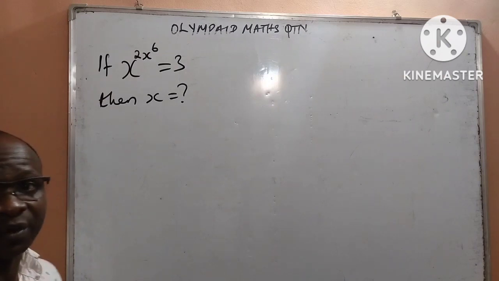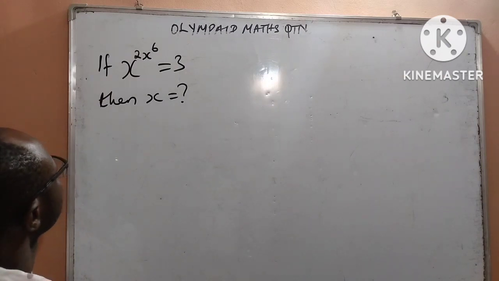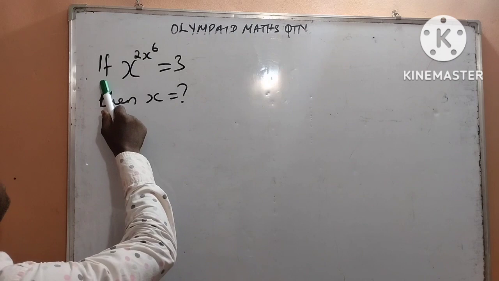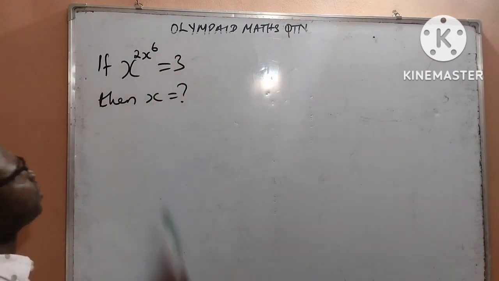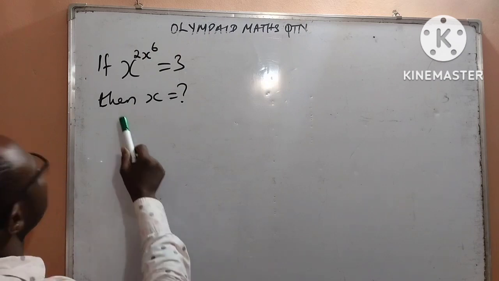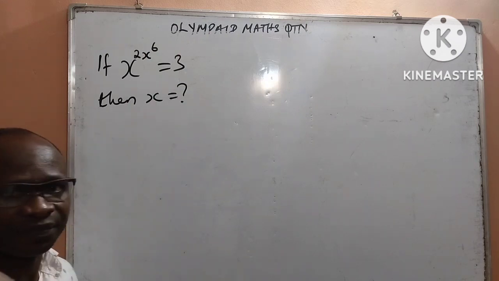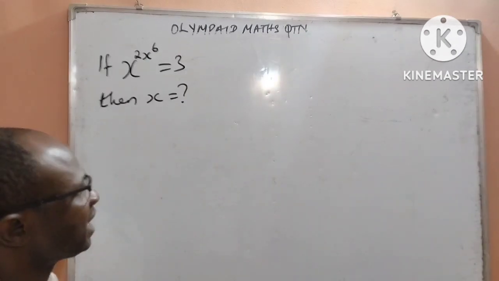I have this Olympiad question for us today, where we are given that if x to the power of 2x, all to the power of 6, is equal to 3, then we should find the value of x. Watch the video till the end.